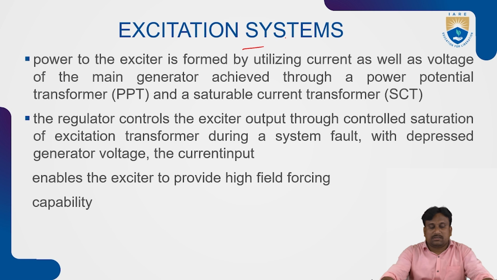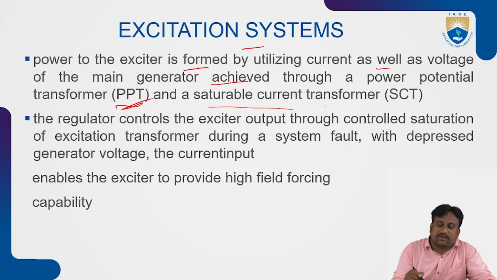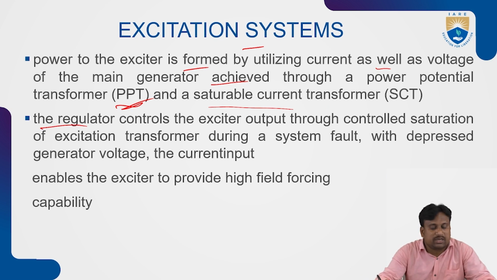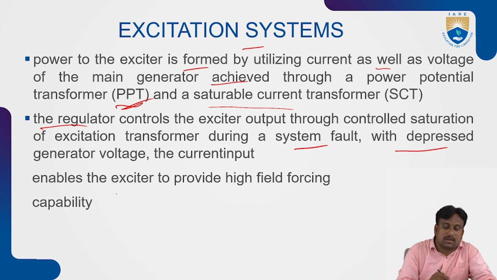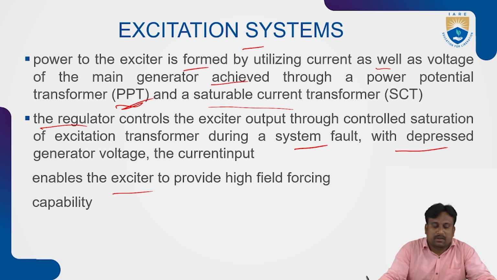So here in the excitation system, the power to the exciter is formed by utilizing the current as well as the voltage of the main generator. That is suitably achieved through a power potential transformer, called the PPT, and also with a saturable current transformer, the SCT. The regulator controls the exciter output, through which controlled saturation of the excitation transformer takes place during a system fault. With the depressed generator voltage, the current input enables the exciter to provide high field forcing capability, which makes the system smoother under power potential transformers and saturable current transformers. That is, PTs and CTs come into contact to operate the main generator under normal power potential conditions.